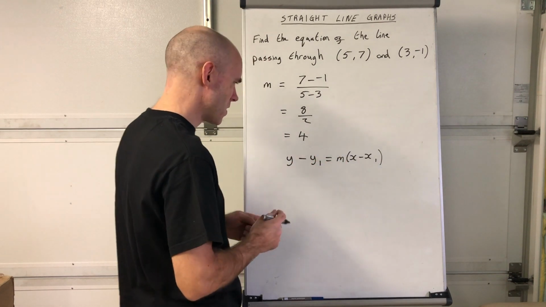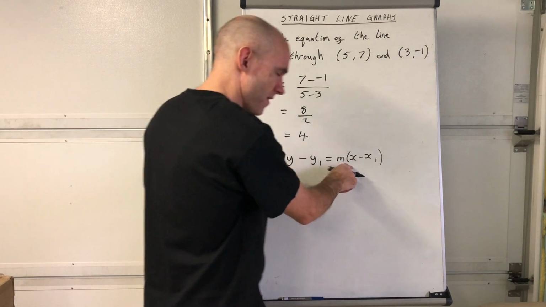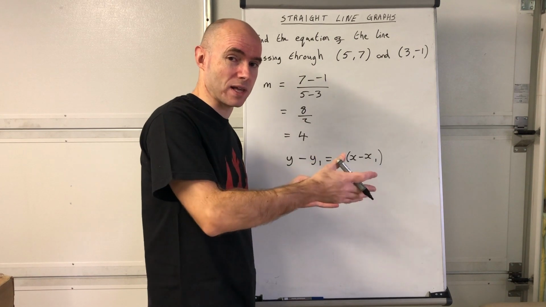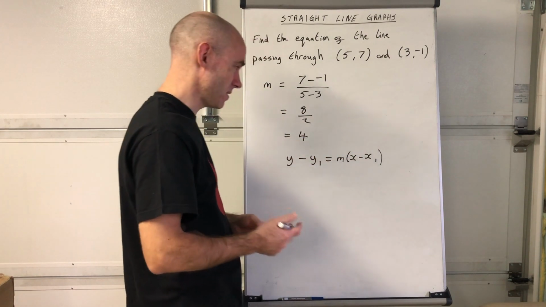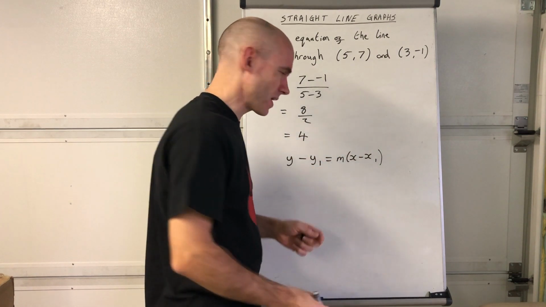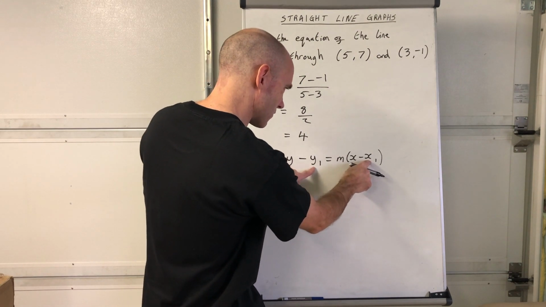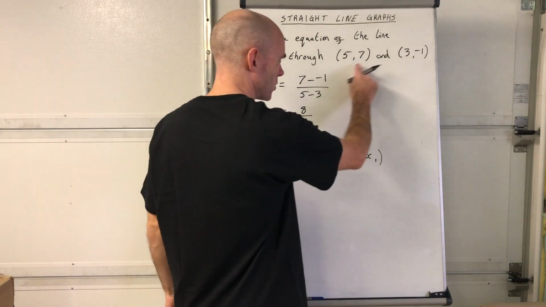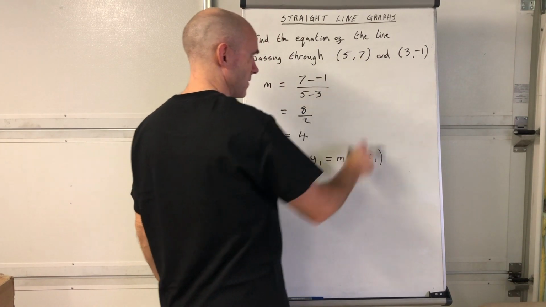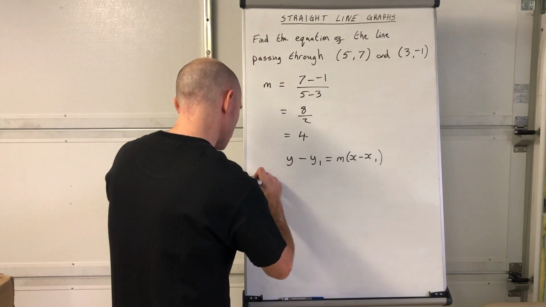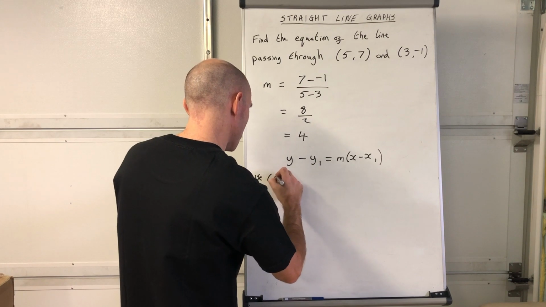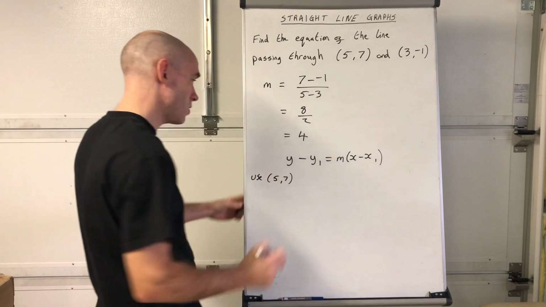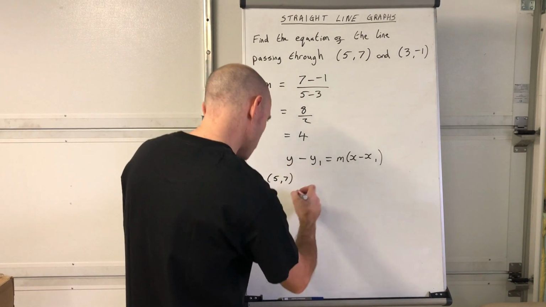How does this work? Well, the y and x stand for the variables in the general equation we're going to get, the y and the x in the equation of the straight line. But the x1 and y1 stand for a coordinate point that we know lies on the line. And we've got two of them, that one there and that one there. So using this one, purely because it's the first one, no particular reason, using coordinate 5, 7, I'm going to substitute it in.